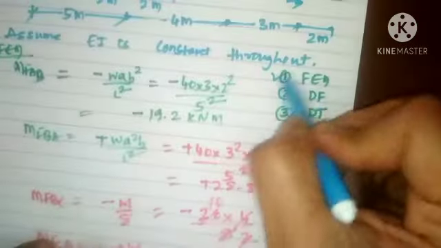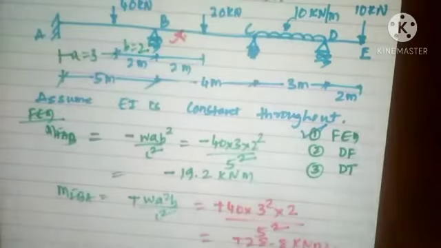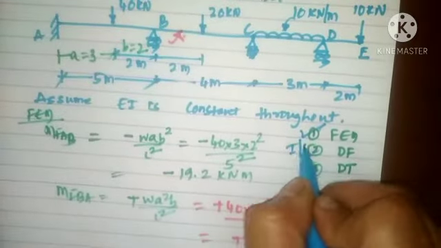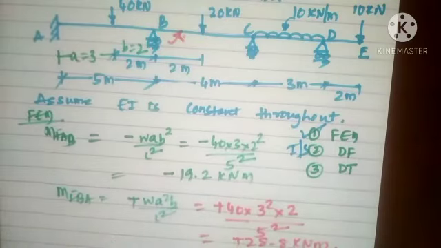So this is the first step. What we have calculated is the fixed end moment. Next is distribution factor. Now to calculate distribution factor, you need to identify which all are the intermediate supports. Intermediate supports are nothing but the sandwiched supports.